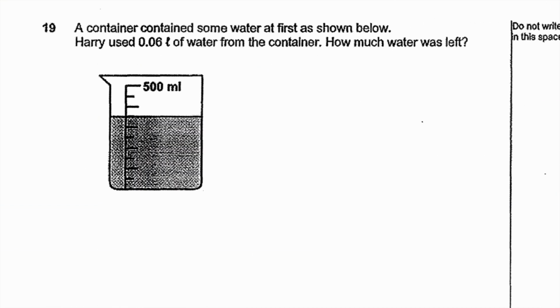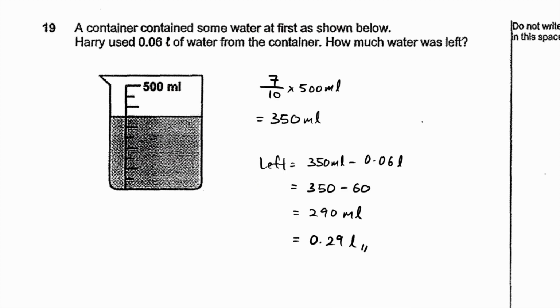A container contained some water at first as shown below. Harry used 0.06 liters of water. Oh wow, goodness, I've got liters here, but the diagram shows milliliters. Some conversion is needed. So I know I'm going to subtract. So let's find out how much water there was at first, shall we?